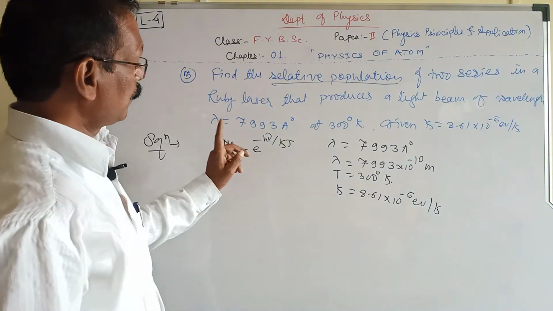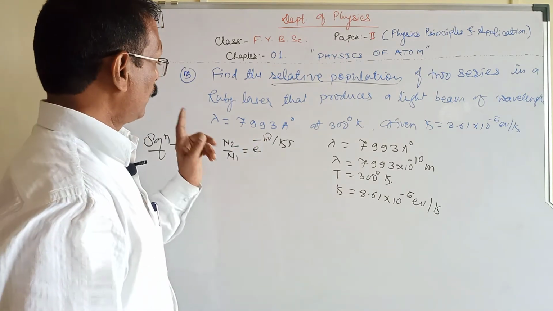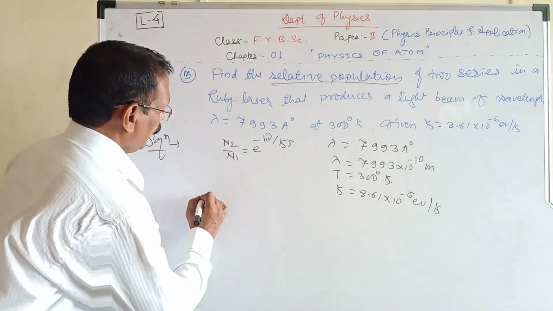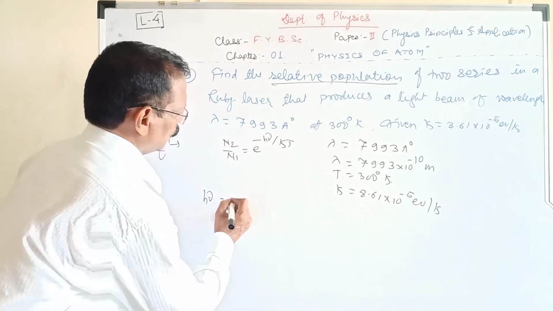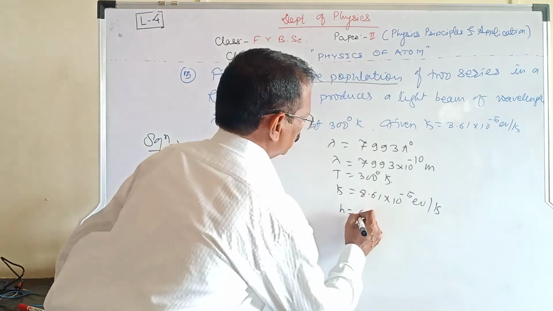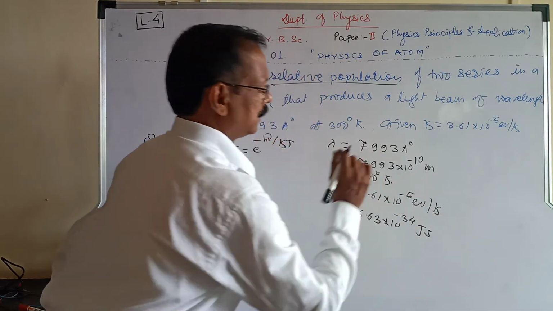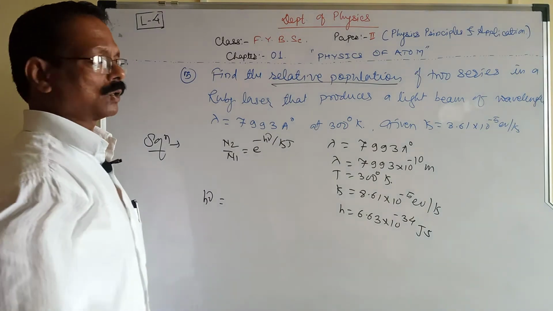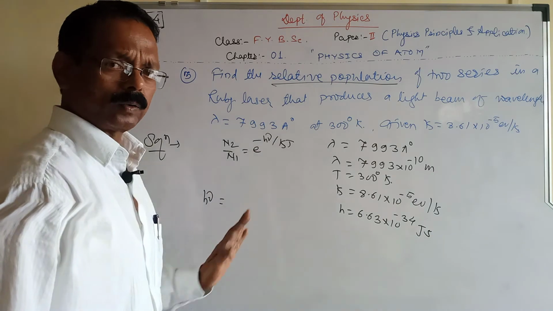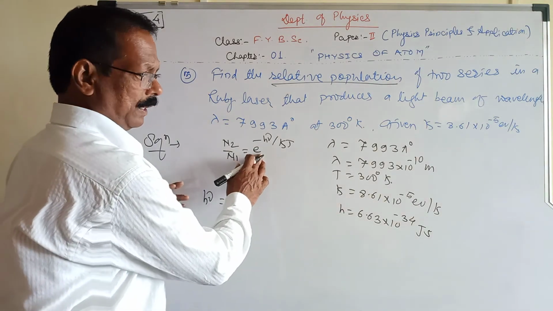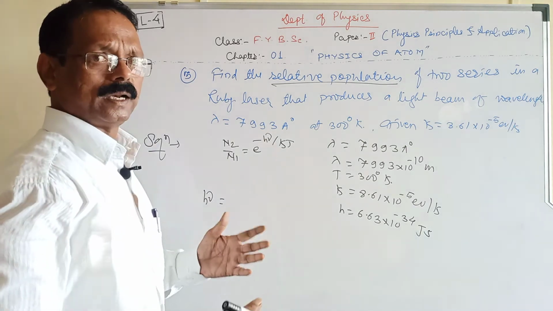Now remember, we have to find out first h nu, and then kt here. So what is h nu here? So h nu is equal to 6. We know the value of h is equal to 6.63 into 10 raised to minus 34 joule second here. This is the value of Planck's constant h. So first we find out h nu, then we find out kt, and then we substitute in e raised to minus h nu upon kt, and then you will get the value of n2 upon n1. It is a relative population here.